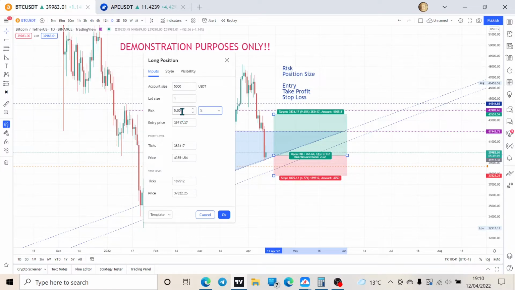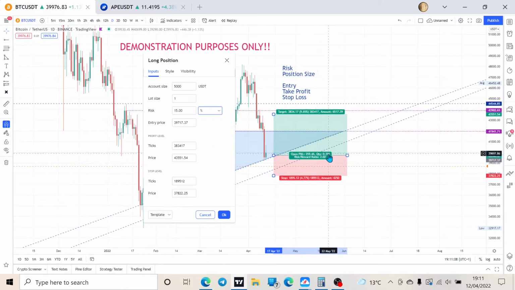So this is where it gets more interesting, and without confusing you too much, if we put the risk up to 15%, what we're now risking is 15% of our account size, which is $5,000. I don't recommend you do this, obviously, because 15% is a very high risk. 15% of $5,000 is actually $750.